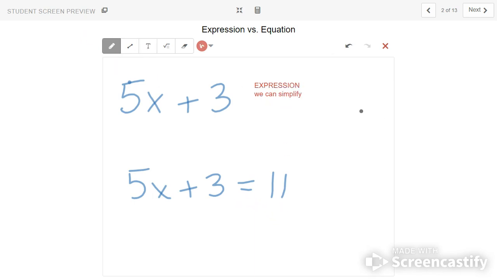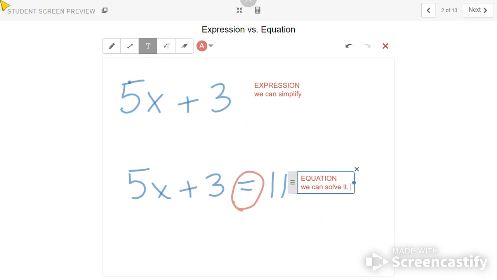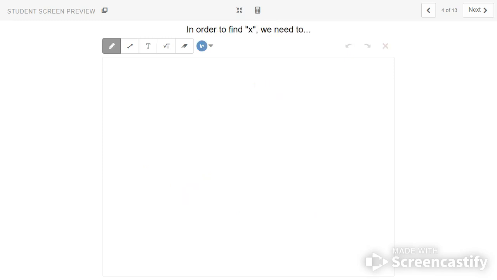One of the big differences is that in an equation, we have an equal sign. So an equation is something that you can solve. The purpose of x is to represent an unknown number. In order for us to find the x, we need to slowly peel each layer apart and isolate for the variable.